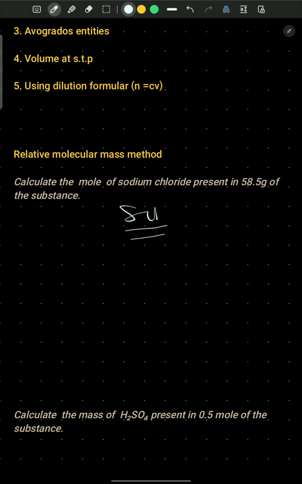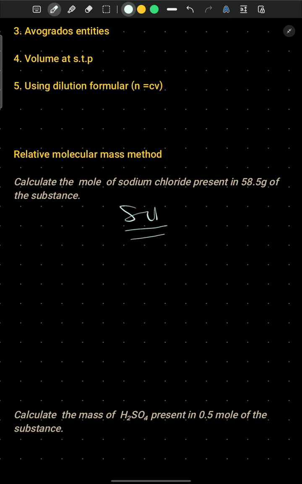Solution. We are asked to calculate the mole of sodium present in 58.5 grams of the substance. Now, please, I just need you to follow me. This work is very simple. Once you can follow me, at the end of this topic, I can bet with you that you can solve any question on it. So the question says calculate the mole of sodium present in 58.5 grams of the substance.